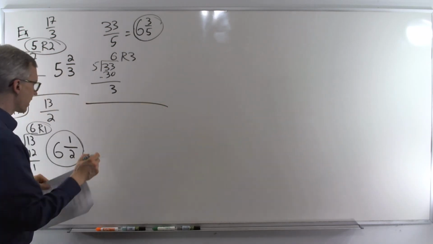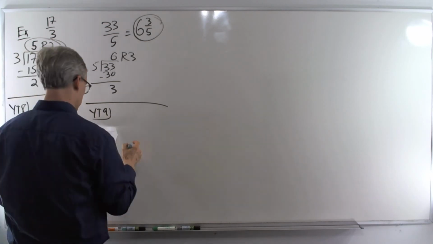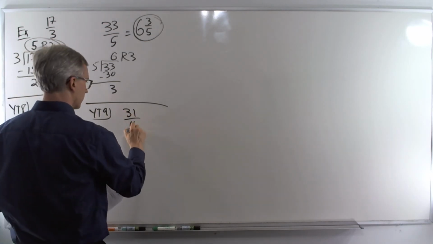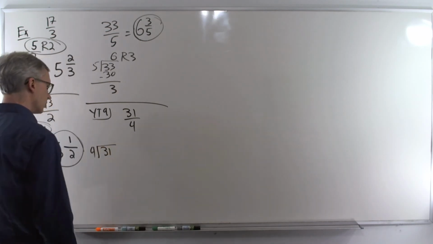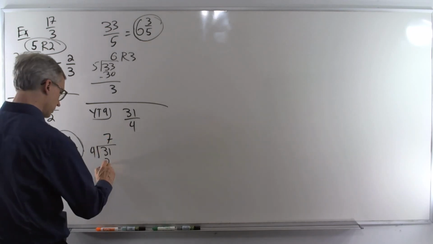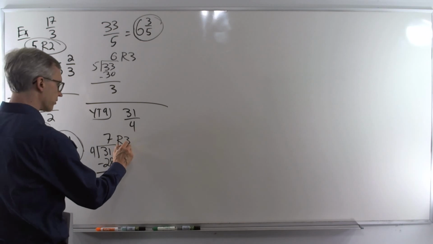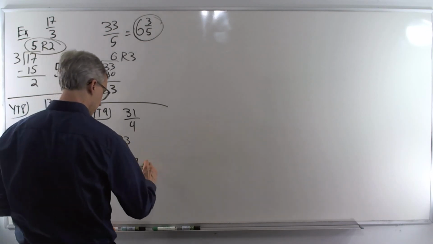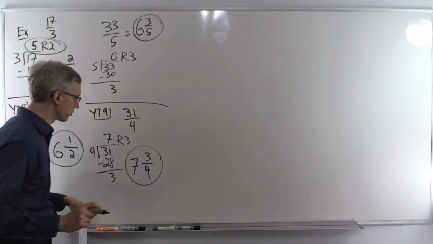Next up, your turn, number 9. So we do 31 divided by 4. That's going to go in 7 times to give us 28, subtract to get 3. So 7 remainder 3. So that's 7. Remainder is the numerator. Denominator stays at 4. 7 3/4.